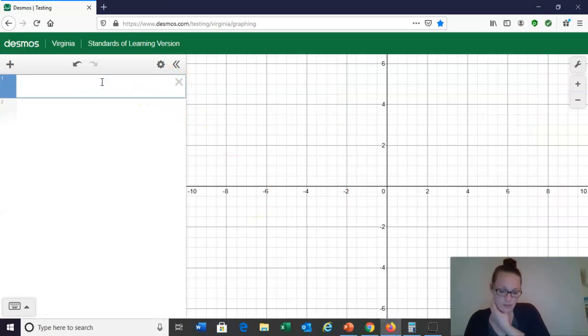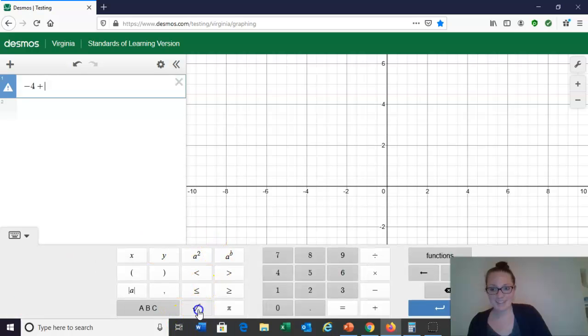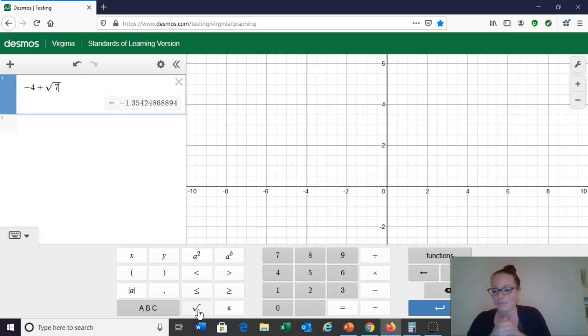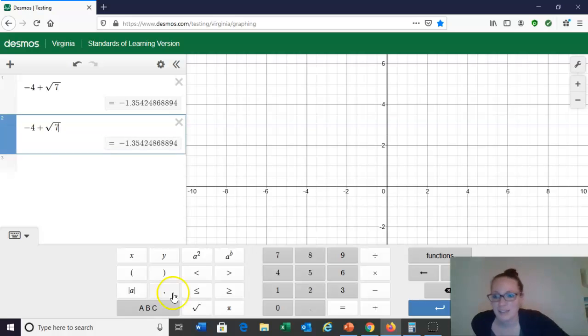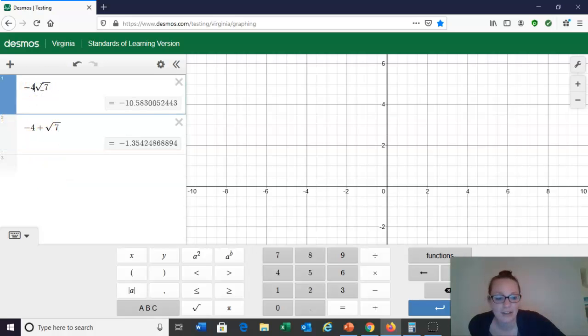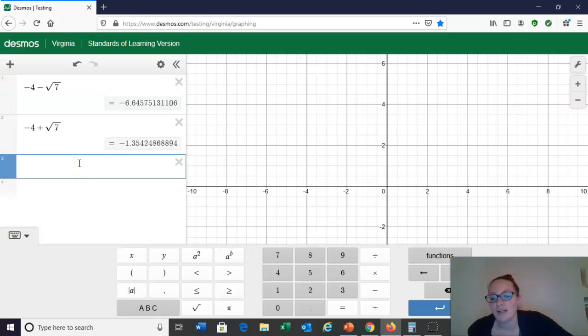So negative 4 plus root 7. Where's my root? I'm laughing because there's something coming up with roots. Okay, so we're going to have that as one solution. And then you're also going to have negative 4 minus root 7. And that'll be your second solution. So, plus and minus. Here. There we go. So negative 6.64 and negative 1.35.